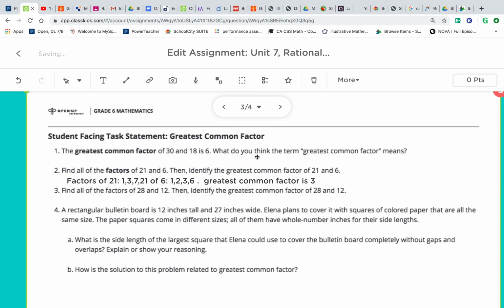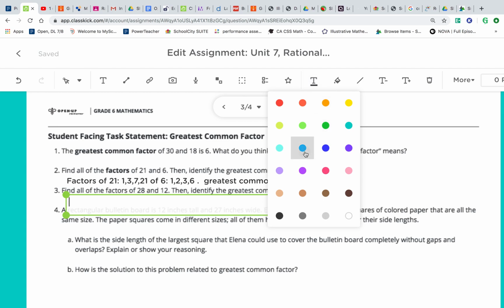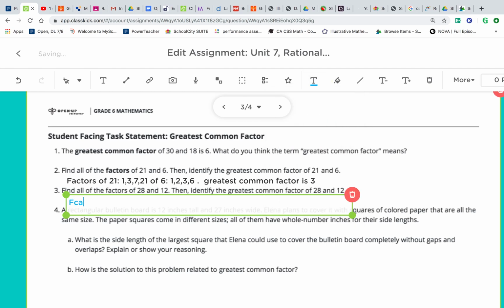All right. So number 3 is asking us to find all the factors of 28 and 12 and then identify the greatest common factor. So same idea. So we're going to follow the same lead here. Make a big text box. Let's change the color this time. Let's use a blue.